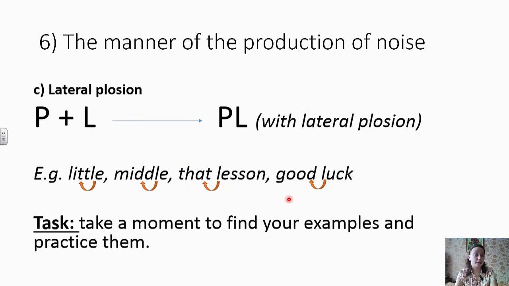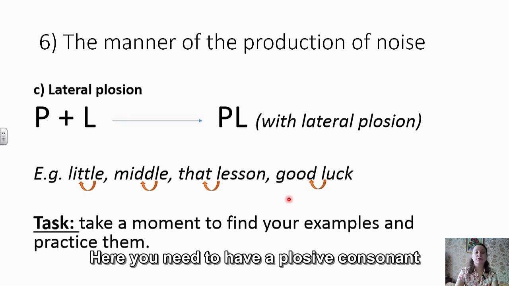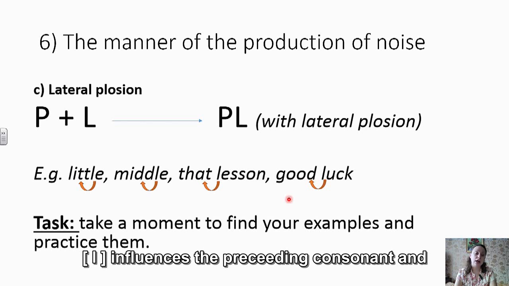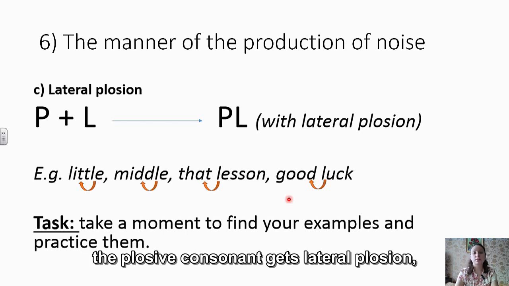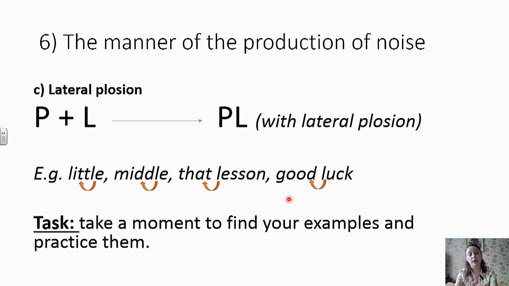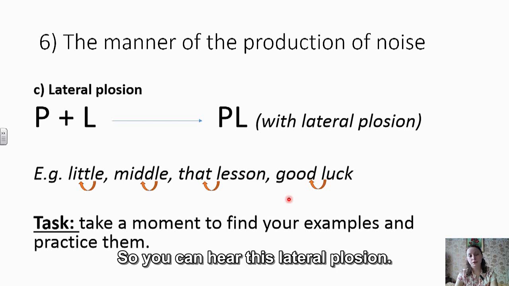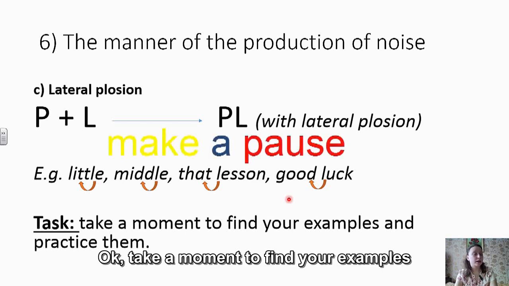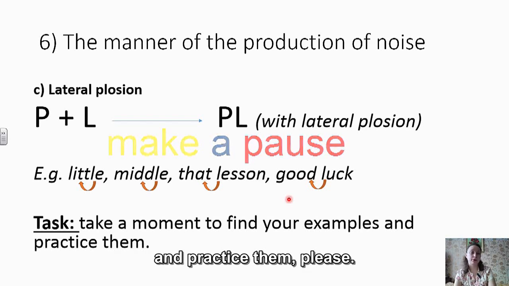Lateral plosion. Here you need to have a plosive consonant plus a lateral sonorant l. When they come together, l influences the preceding consonant and the plosive consonant gets lateral plosion, as in little, middle, that lesson, good luck. So you can hear this lateral plosion. Okay, take a moment to find your examples and practice them, please.